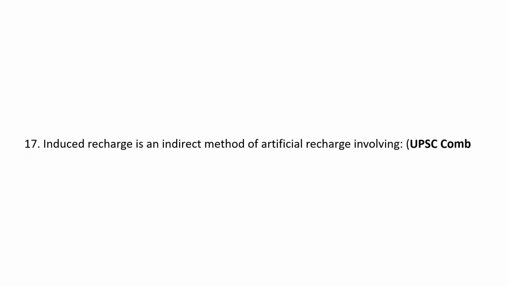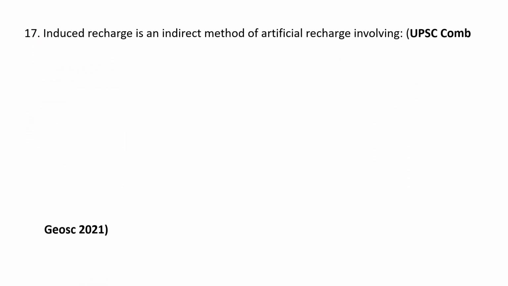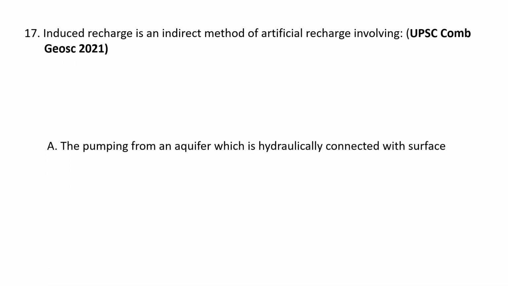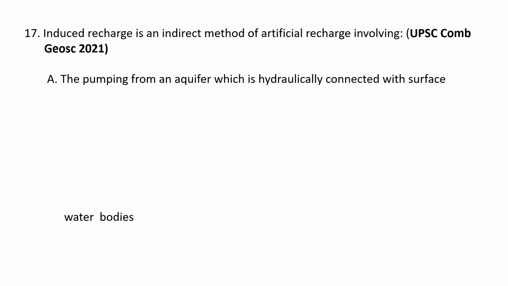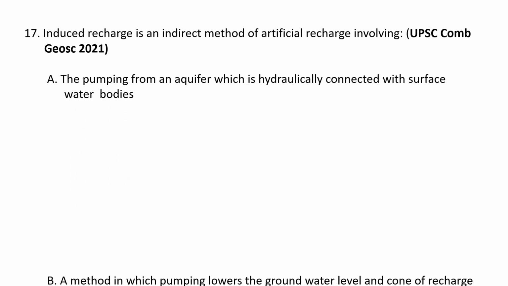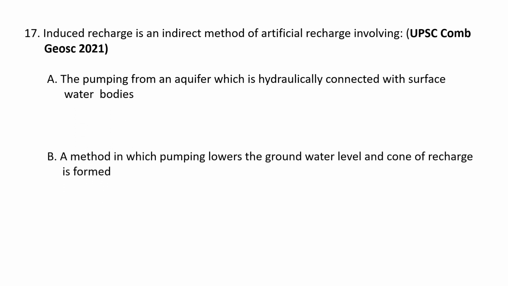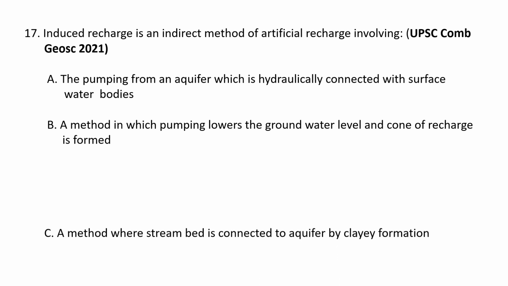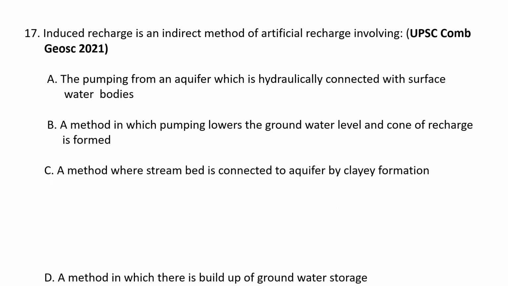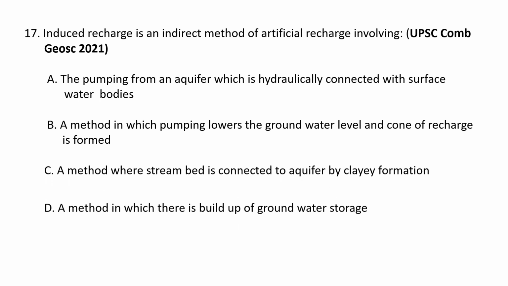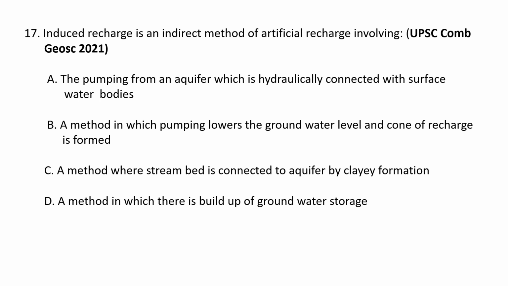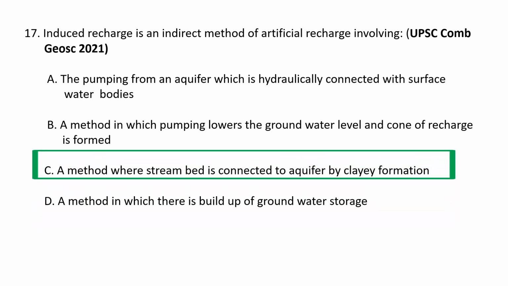Next question. Induced recharge is an indirect method of artificial recharge involving. So what is the induced recharge method? A. The pumping up from an aquifer which is hydraulically connected with the surface water bodies, B. A method in which pumping lowers the groundwater level and cone of recharge is formed, C. A method where stream bed is connected to aquifer by clay formation, and D. A method in which there is a buildup of groundwater storage.